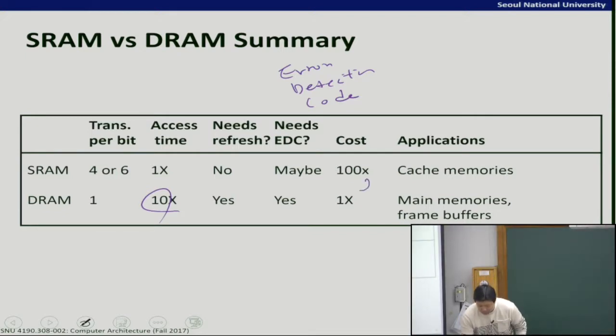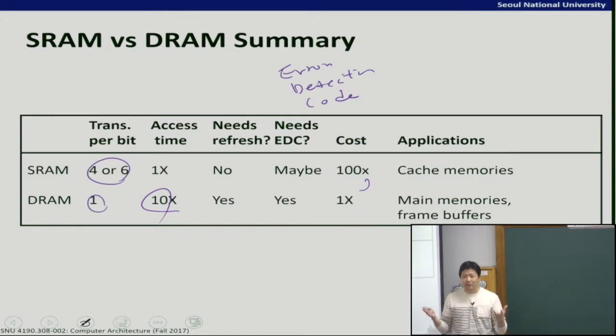Then you may have a question: why is this disproportionately higher in cost? If you only compare transistors per bit, the ratio is 4 to 6. But cost-wise, SRAM is almost 100x more expensive. So why is it so different? Where does this difference come from? Any guess? Although the number of transistors differs by only 4 to 6x, cost-wise SRAM is 100x more expensive. Why is it that much more expensive? Any guess?